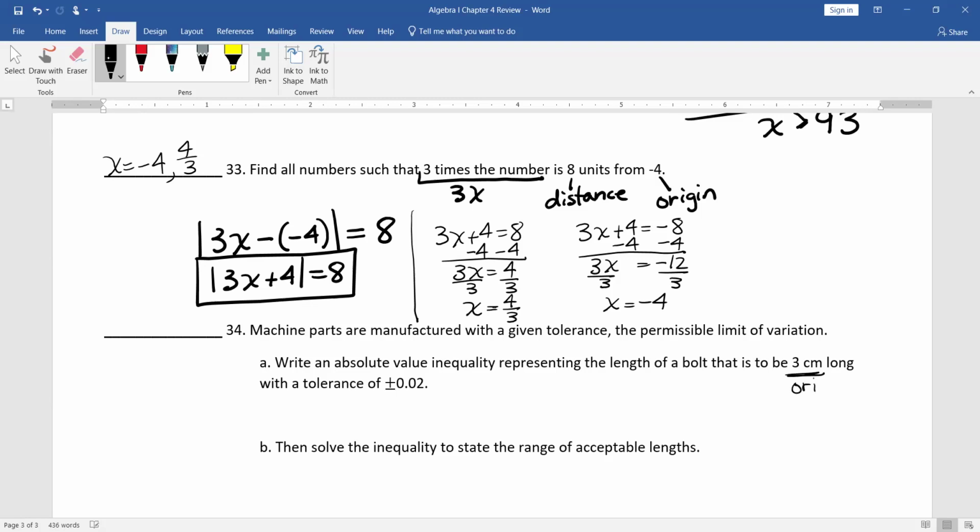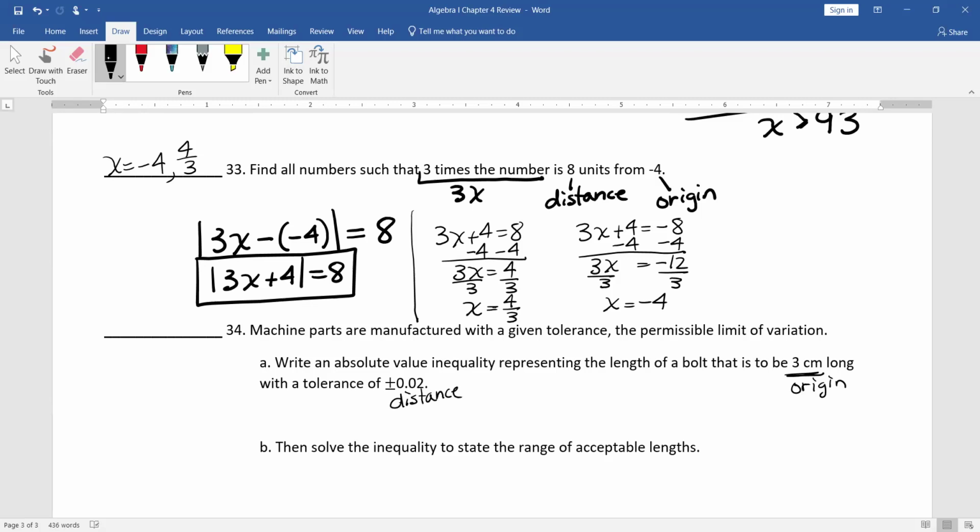So this is our origin. Always look at what they set as the ideal standard. What's the standard for something? Now, the distance from that standard is the plus or minus 0.02. So this is your distance.